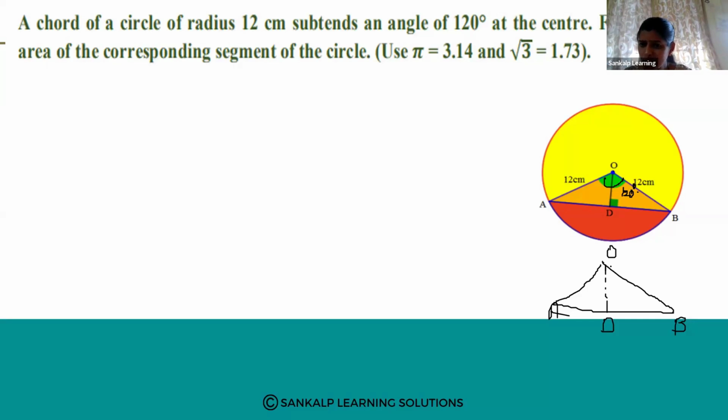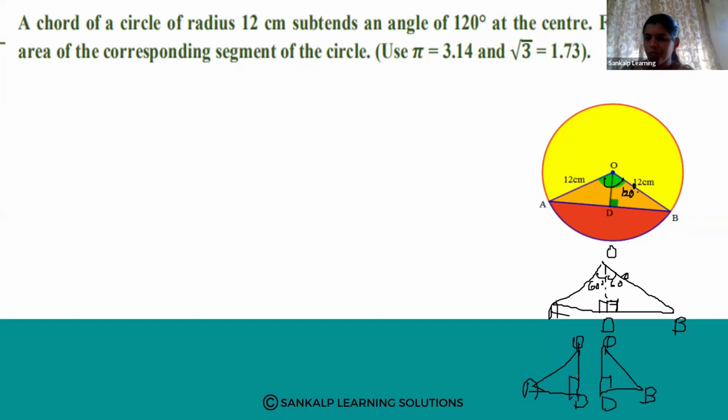So observe carefully: the angle formed at the center is 120 degrees. If OD divides this big triangle into two small triangles, then this angle is 60 degrees and this angle is 60 degrees, right? And at the point D, it forms an angle of 90 degrees. This is ODA and this is ODB, right? So here it makes an angle of 90 degrees.